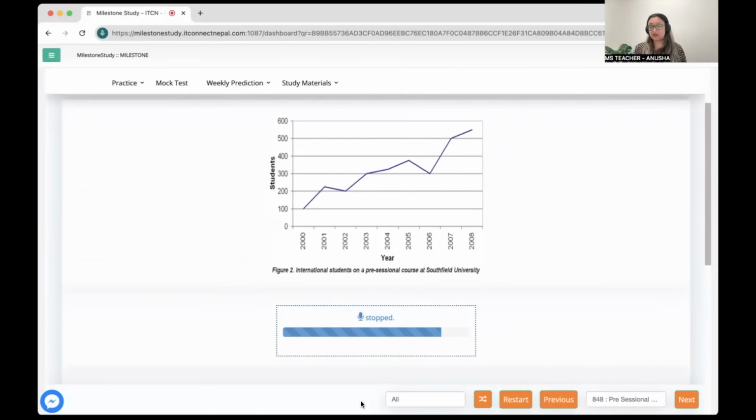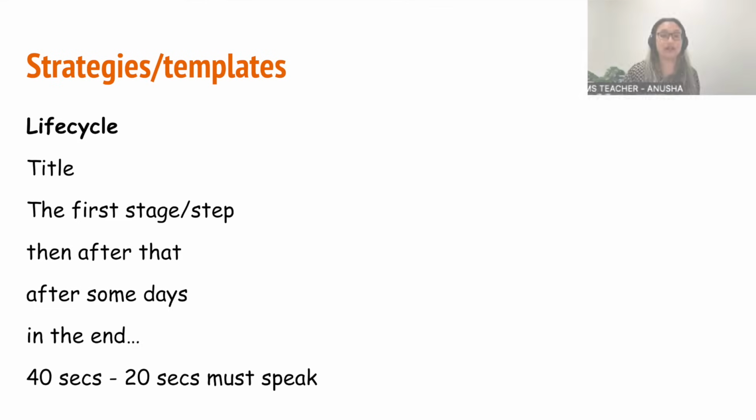Okay, so let's go back to our strategies. We have only talked about how to describe a bar graph, pie chart, and line graph. Here, if it's a life cycle, you can use the title, which we did. You can say the first stage is this. Then after that, after some days, in the end, and then you have to speak for 20 seconds at least, okay, out of 40 seconds.